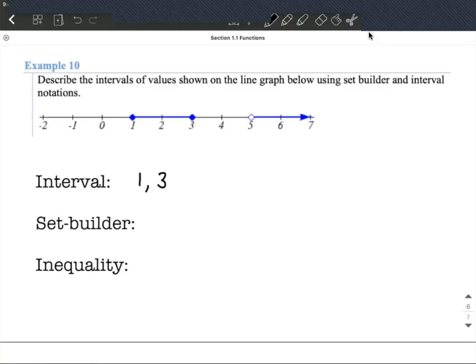In this case, because we have a filled-in circle at 1, what we want to do is include that in our interval. To do so, we're going to use square brackets to say that one value at 1 is included. Now, the same thing is going on here at 3. It's a filled-in circle here. That corresponds with including it, as does the square bracket.